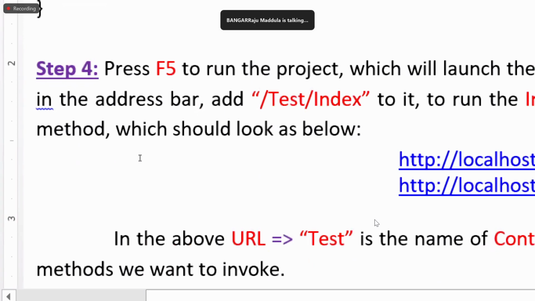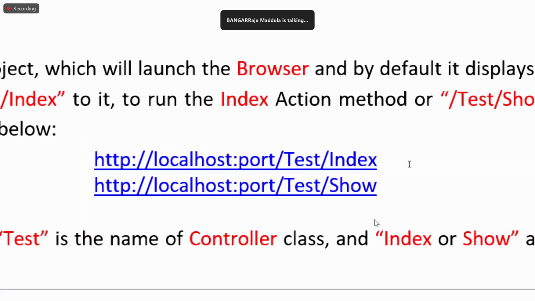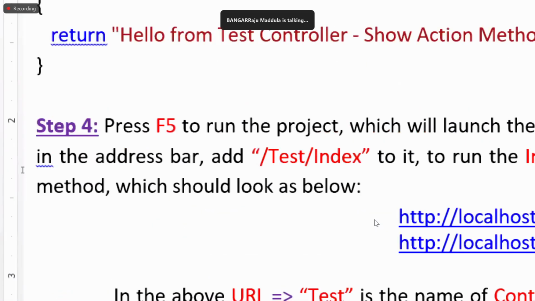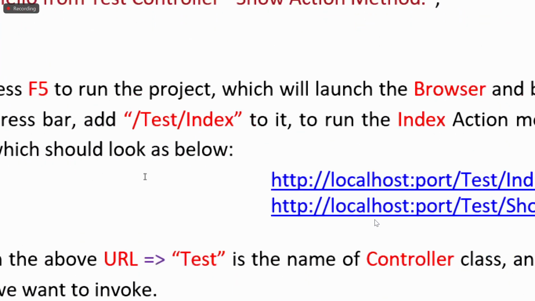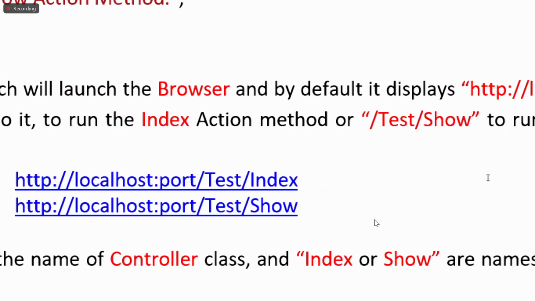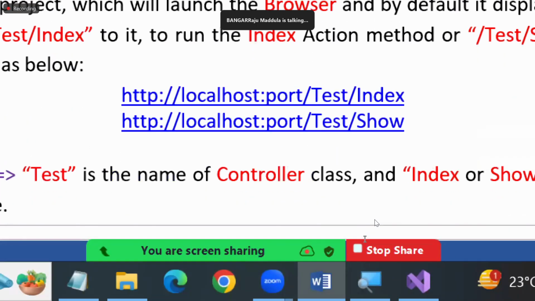Press F5 to run the project, which will launch the browser. And by default, it displays http://localhost:port. You notice that? What you will do? It will show you like this in the address bar. Add slash test to run the index action method, slash test slash show to run the show action method, which should look like this.